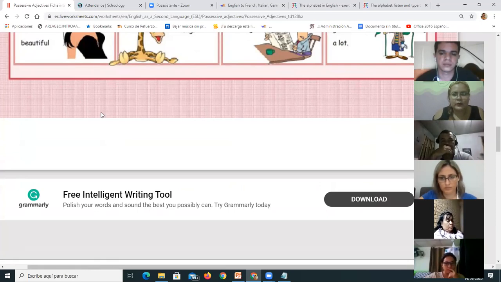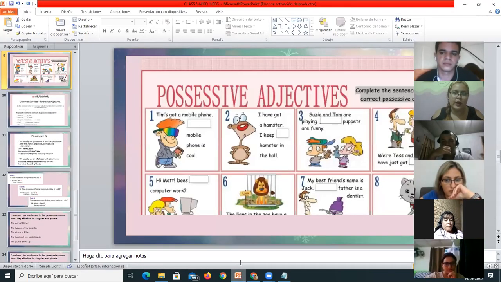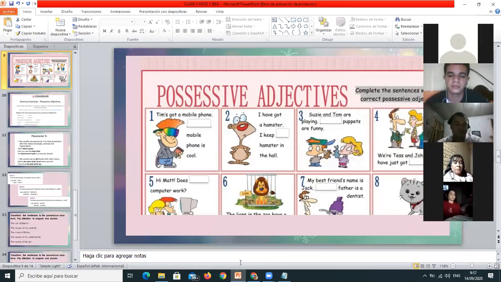So, to review this part more. Tomorrow, we don't have classes, right? We have classes until Wednesday. So practice possessive adjectives. Practice this topic. So on Wednesday, we are going to practice possessive adjectives as well. I'm just gonna give you a short introduction to possessive nouns. Pueden ver mi presentación de PowerPoint.